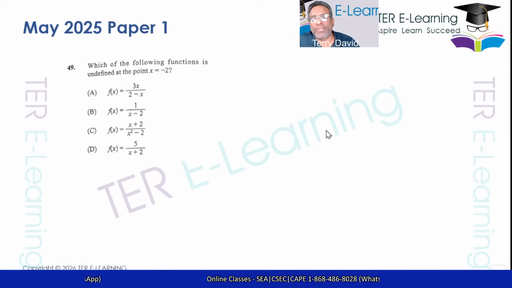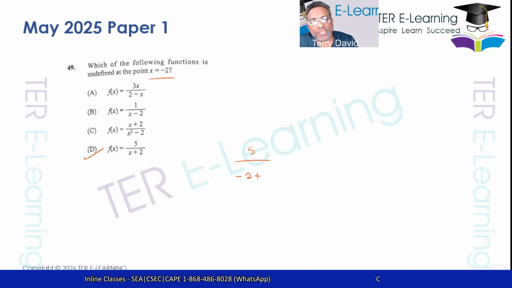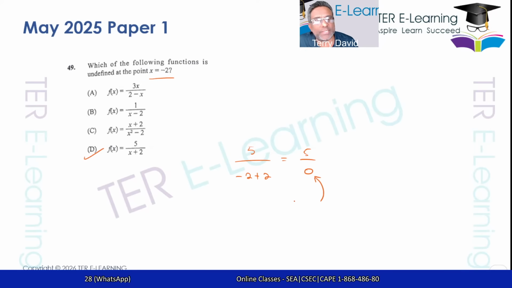Question 49, which of the following functions is undefined at the point x is equal to minus 2? So we're looking for a scenario where the function is undefined. So in this case, it'll be D, right? Because if I were to put 5 over minus 2 plus 2, you're going to end up with 5 over 0. A function is undefined when the denominator is equal to 0. So that is D, right? That's D.